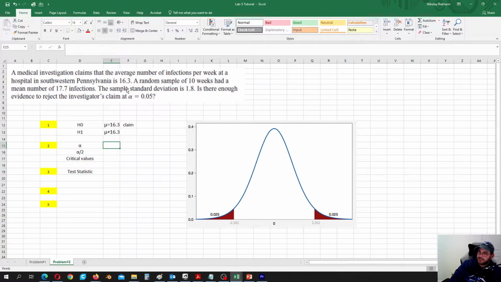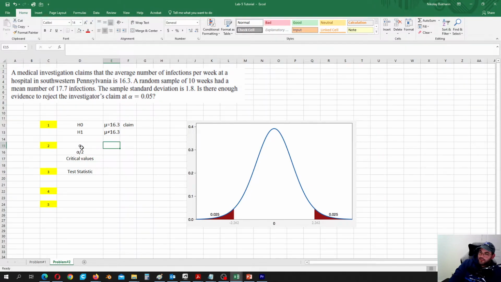Now per week at the hospital. Is there enough evidence to reject investigators' claim? So again, as you can see, we are opposing some prior knowledge that it is 16.3. We are trying to show that this claim is wrong. That's what we are trying to do.